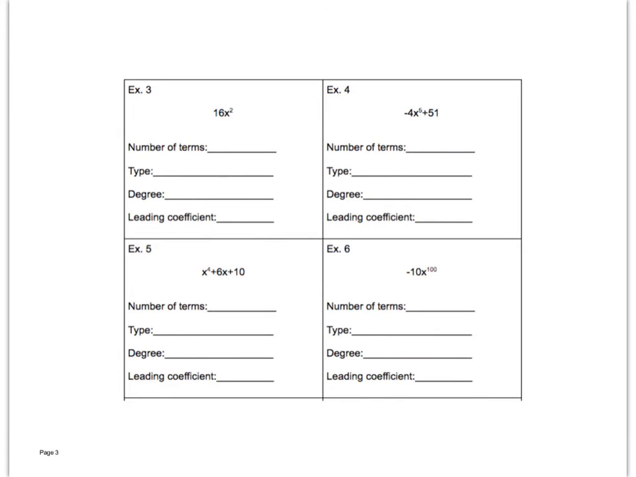All right, so here again, here's my expression. It only has one term. There's nothing added or subtracted to it, so it's just one chunk. It's a monomial because there's only one term. Its degree is the highest exponent. Well, the only exponent is 2. And the coefficient, the number in front of the variables, that's 16.